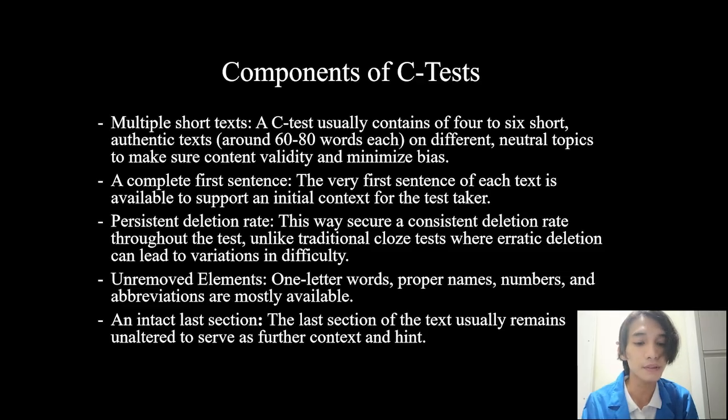The third one, persistent deletion rate. This way, it secures a consistent deletion rate throughout the test, unlike traditional closed tests where erratic deletion can lead to variation in difficulty. The fourth is unremoved elements. One-letter words, proper names, numbers, and abbreviations are mostly available. Then the last is an intact last section. The last section of the text usually remains unaltered to serve as further context and hint.